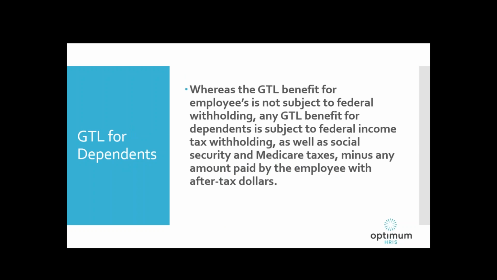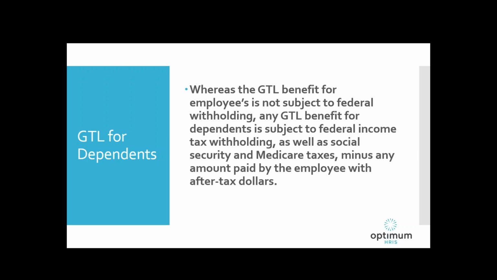You can also make group term life benefits available to your employees' dependents, their spouses, and children. And if you do this, the value up to $2,000 is not included in the employee's income, as it would be considered de minimis. However, dependent group term life coverage in excess of $2,000 must be included in the employee's taxable income using that IRS uniform premium table. And if you don't know the dependent's age, then you'll have to use the employee's age when you go to the uniform premium table.